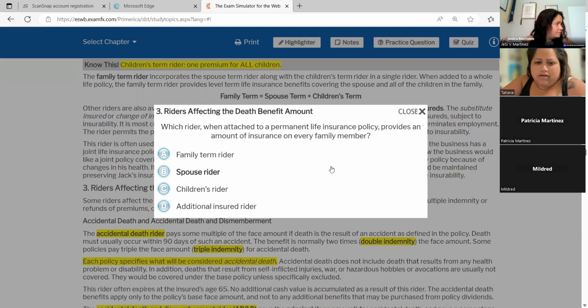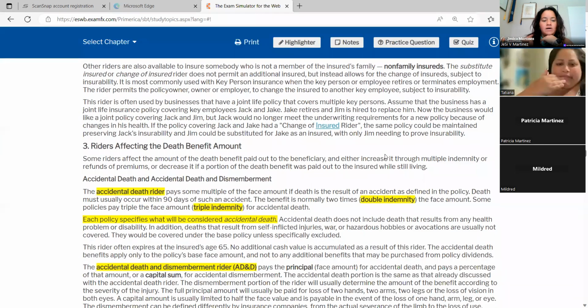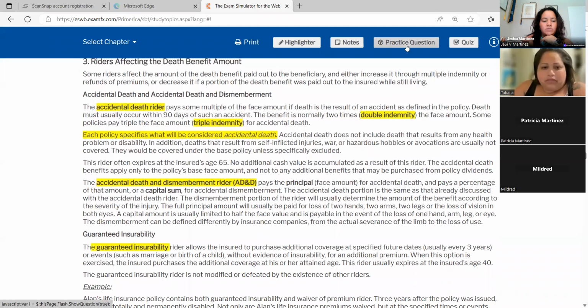You said which one, family? D. Oh. Family. So it said every family member, and I know as Latinos we think of our uncles, cousins, nephews, and things like that. The policy basically is only considering your spouse and kids. Yeah, your immediate family only. Okay.